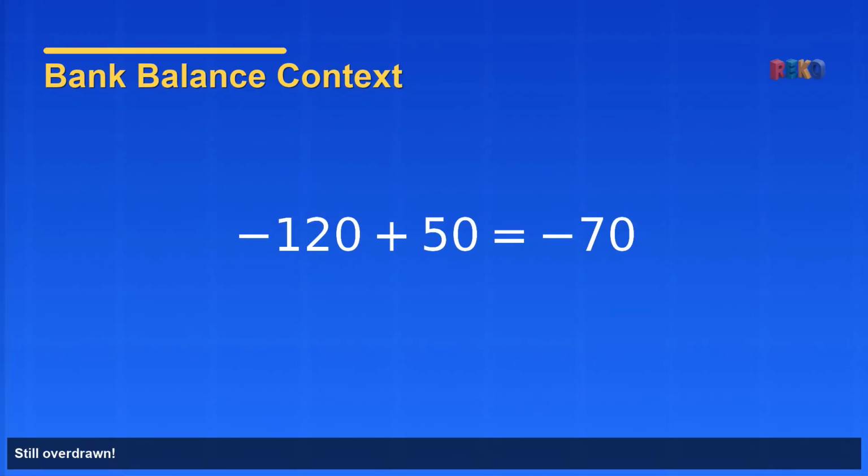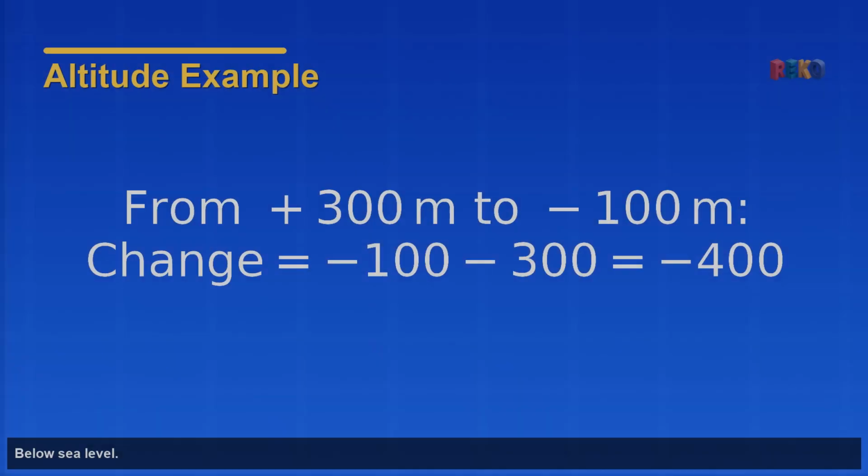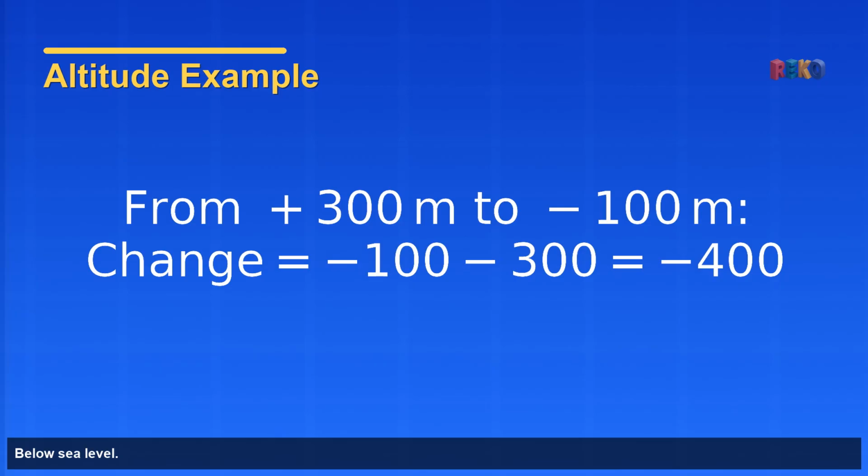Imagine your bank balance starts at -120 pounds. That means you owe money. After depositing 50 pounds, your balance improves but remains negative. You're still at -70 pounds, which means you're 70 pounds overdrawn. Not quite back in the positive yet. Dropping from 300 meters above sea level to 100 below means a change of -400 meters.